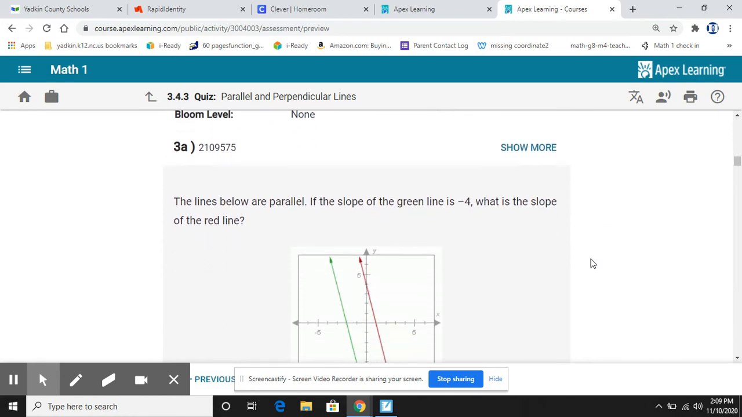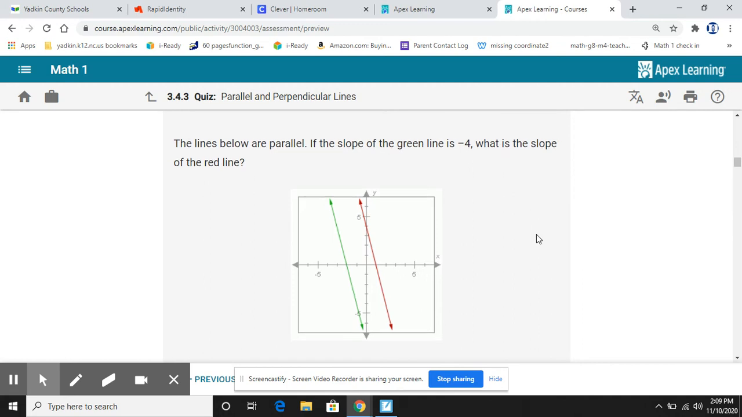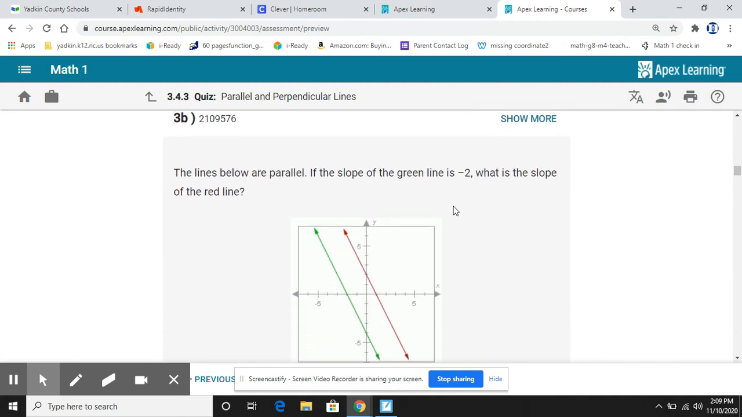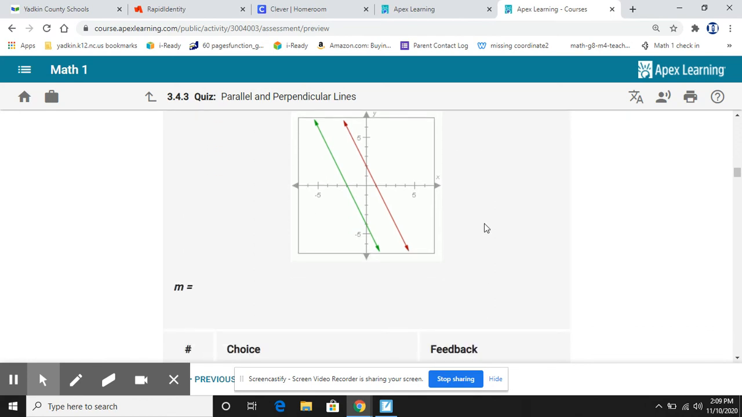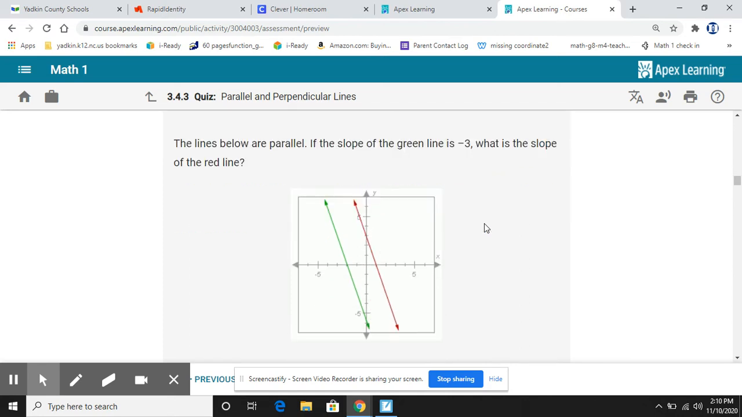Question 3. The lines below are parallel. If the slope of the green line is negative 4, what is the slope of the red line? It also has to be negative 4 because it tells us they're parallel. 3B, the lines are parallel. The slope of the green line is negative 2. What's the slope of the red line? It has to also be negative 2 because they're parallel.